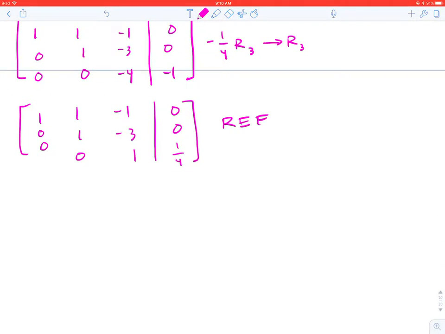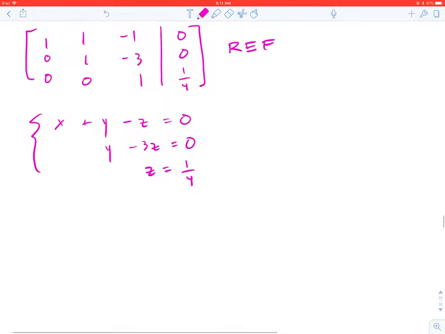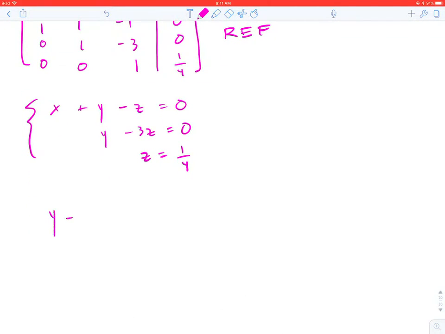Okay, so we're in row echelon form. And, ooh, looks yucky. I'm going to write this matrix now as a system. So x plus y minus z equals 0, y minus 3z equals 0, z equals 1/4. So using back substitution, we'll have y minus 3 times 1/4. So y is equal to positive 3/4.